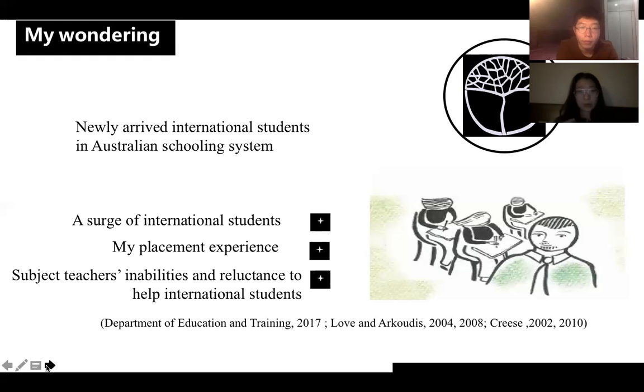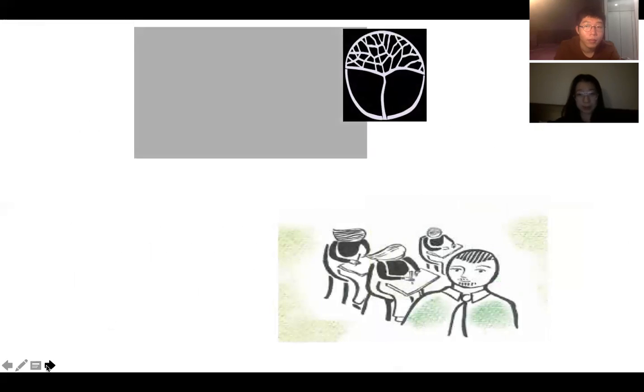Fantastic. Tell me more about your research. How could it stand out from a variety of similar researchers that focused on EALD learners' literacy development?